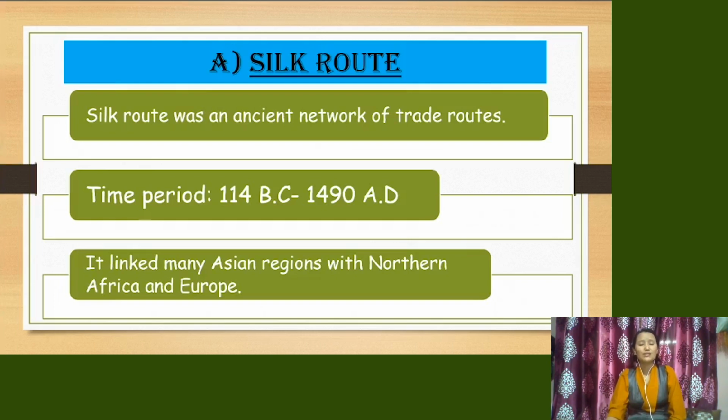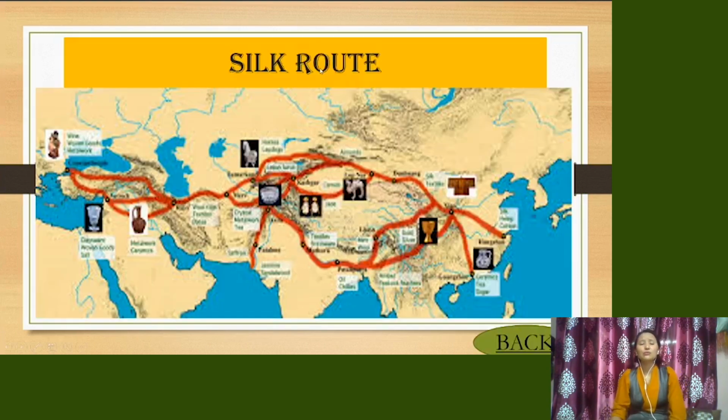So Silk Route was an ancient network of trade routes. This route was mainly used for trade purposes. It was introduced in 114 BC and it was used till 1490 AD, which means it was used till the 15th century. Silk Route is very important because through it a large number of regions were connected.